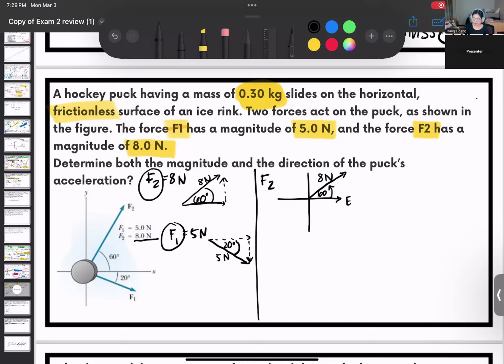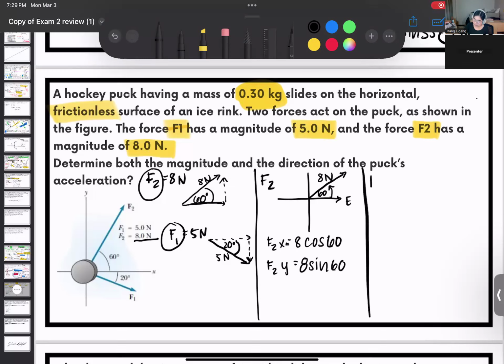Perfect. That means, without even drawing a triangle, we know that our F2x is going to be a cosine theta, so it's going to be 8 cosine 60. We know that our F2y is going to be using sine, so it's going to be 8 sine 60, using this hypotenuse right here and this angle, okay?